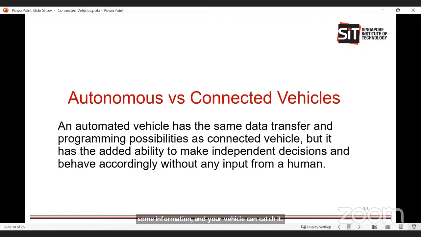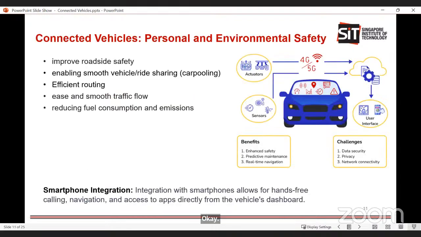Don't try to mix it up with autonomous vehicles, because with an autonomous vehicle there is no man at all. The vehicle is making the decision; it is driverless. But a connected vehicle has a driver, and a human is making the decision. Now connected vehicles improve roadside safety, enabling carpooling.